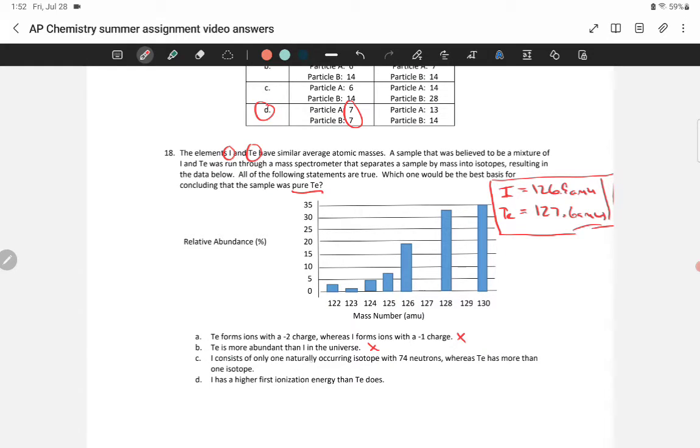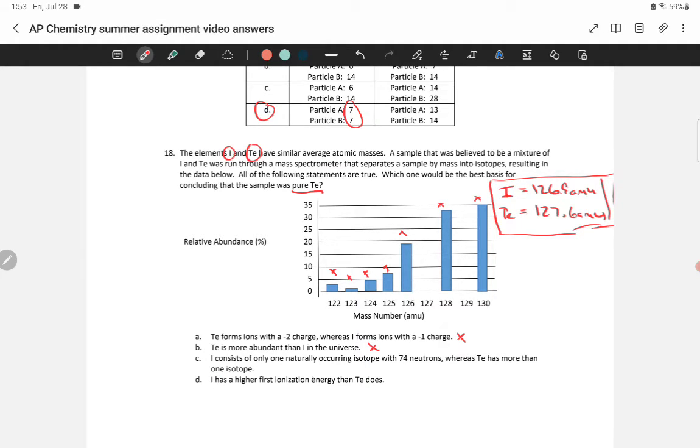Iodine consists of only one naturally occurring isotope with 74 neutrons, whereas Te has more than one isotope. Well, we definitely have a whole bunch of isotopes here. Every one of these peaks is an isotope. So that's a possibility. We'll come back to that if we need it. And then we have D.